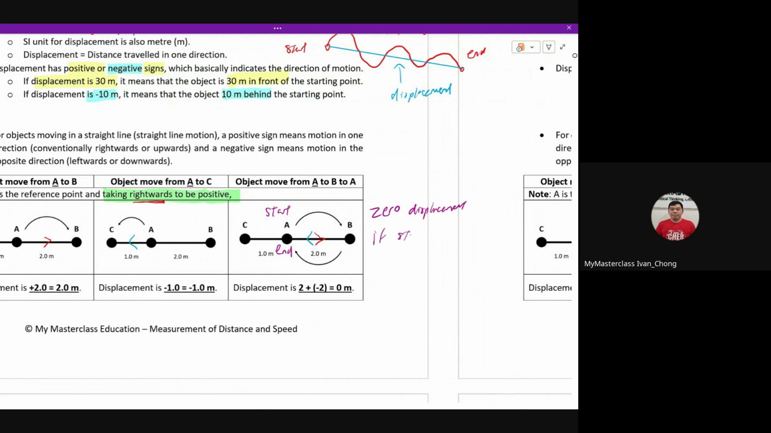Let me just write it properly. Your start and end is the same position. What I mean by this is you know that your 400-meter track looks something like this, right? So if you started here, you go one round for your 400-meter race. If you start and end at the same position, displacement is 0.